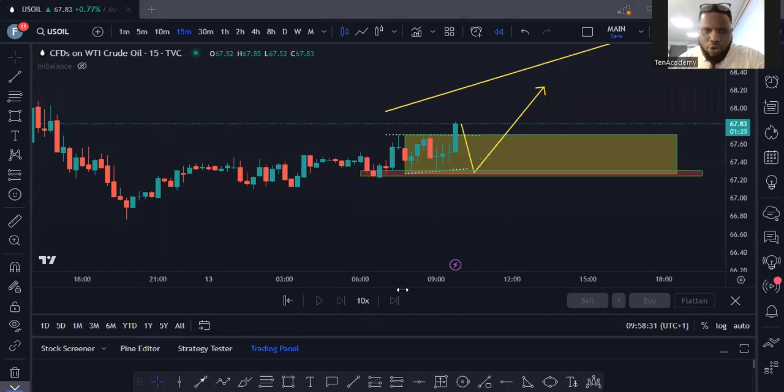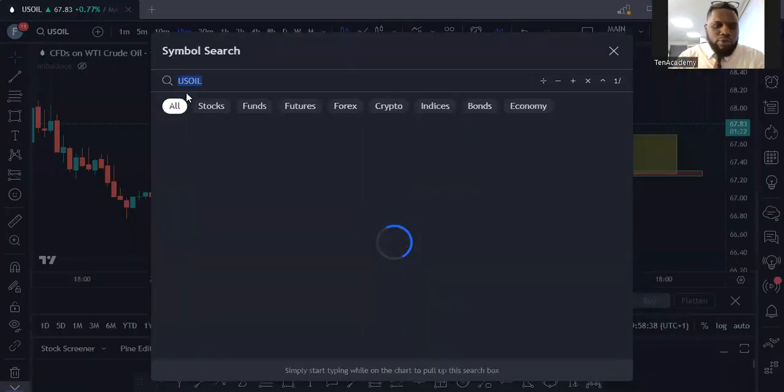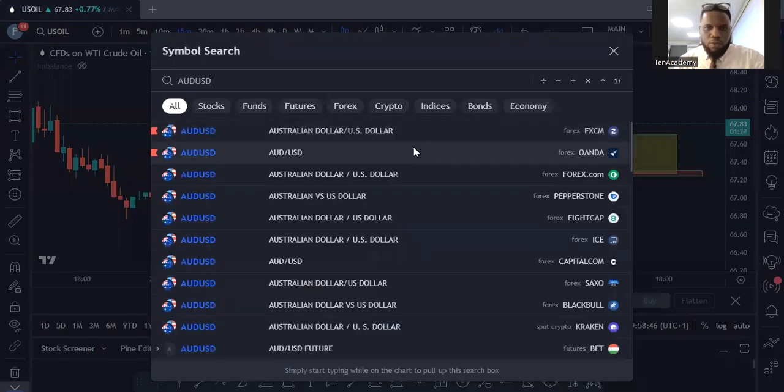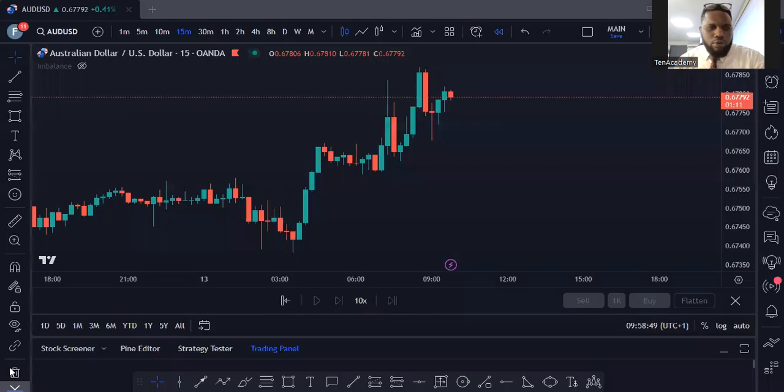Do we have any more currency pair? AUD USD by Solomon Musa. AUD USD. So weekly.